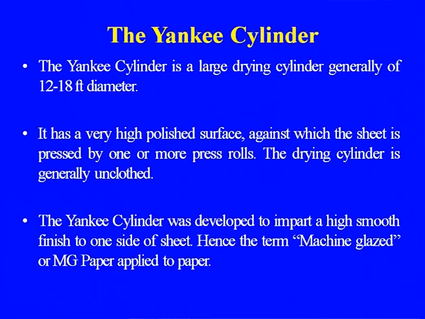Now come to another development: some machines have the Yankee cylinder, which is a large drying cylinder, generally 12 to 18 feet in diameter, and it is a single dryer part. It has a very highly polished surface, against which the sheet is pressed by one or more presses. The drying cylinder is generally unclothed. The Yankee cylinder was developed to impart a high smooth finish to one side of the sheet, hence the term machine glaze or MG paper applied to the paper.